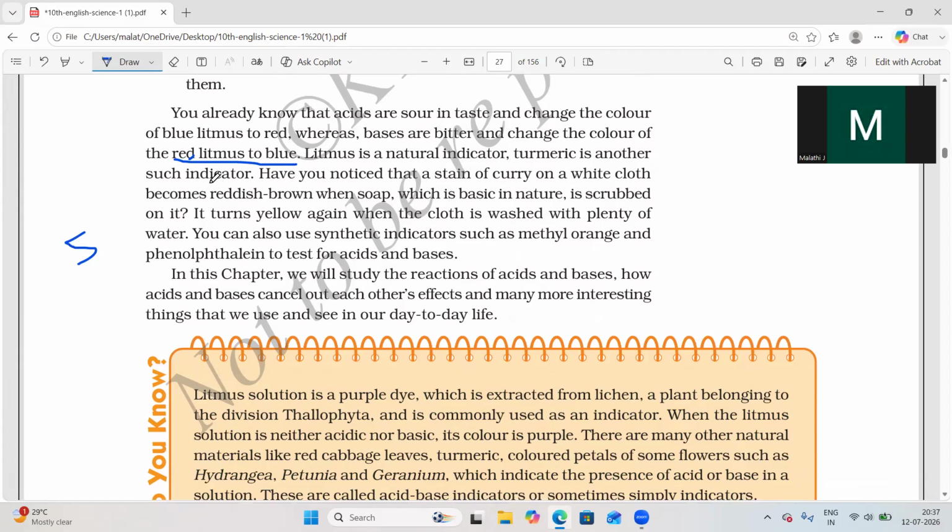Here also there are two types of bases: strong bases and weak bases. Strong bases are the bases which completely dissociate in water. Examples: sodium hydroxide, potassium hydroxide, calcium hydroxide. Weak bases are the bases which do not dissociate completely in water. Ammonium hydroxide is a good example of a weak base.